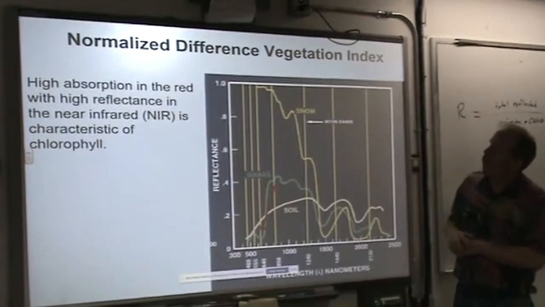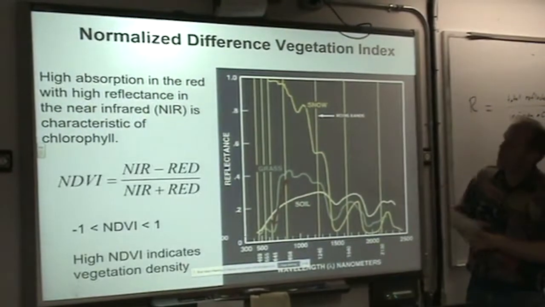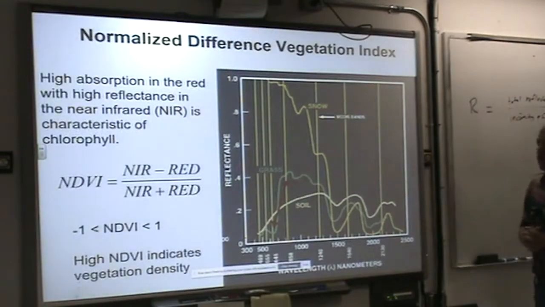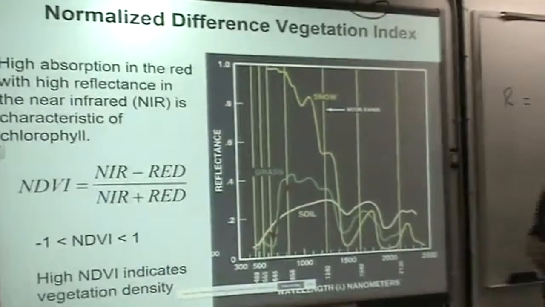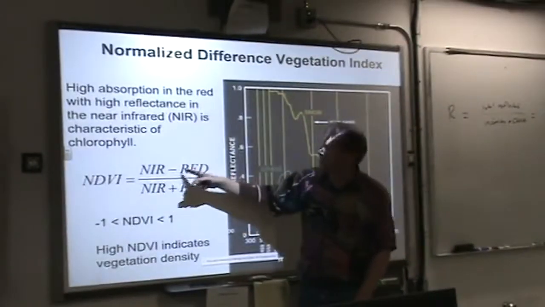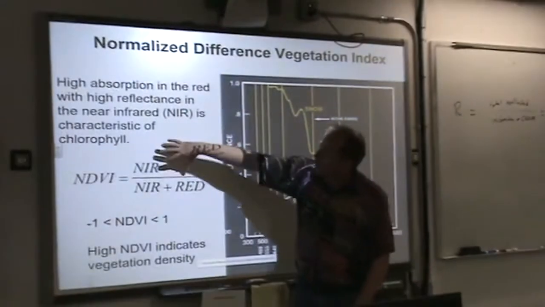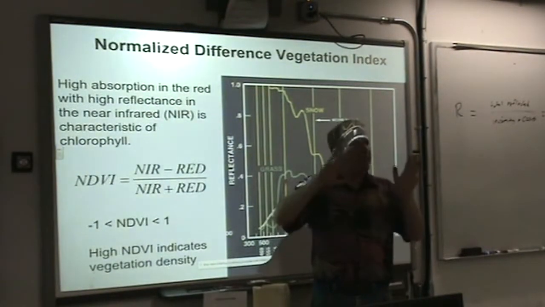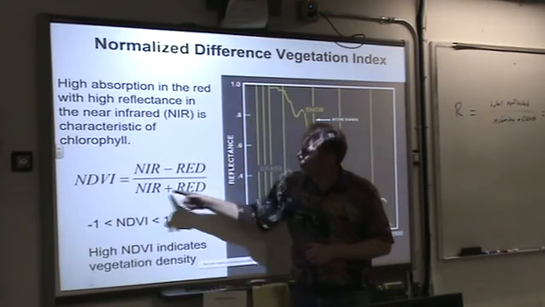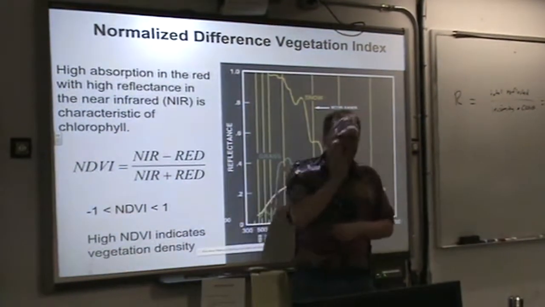So what we're going to do is construct something called the Normalized Difference Vegetation Index, NDVI. It takes the reflectance in near infrared and the reflectance in red. You find the difference between them. But you know, the sun may be low, the sun may be high. So we normalize it by adding them together. Okay?